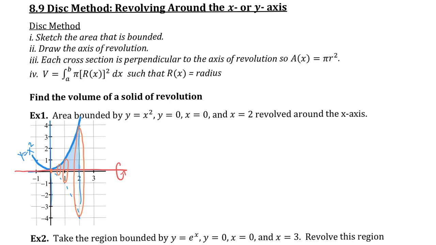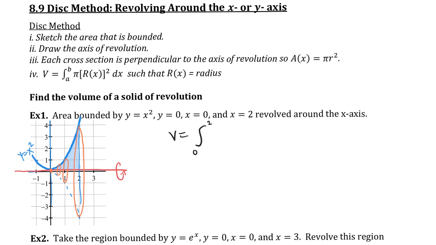Now let's look at it. Each cross section is perpendicular to the axis of revolution, so A of x equals pi r squared. I want the volume, so let's set it up. I'm doing this with respect to x. In this case, I'm going from 0 until x equals 2. So I'll just start there.